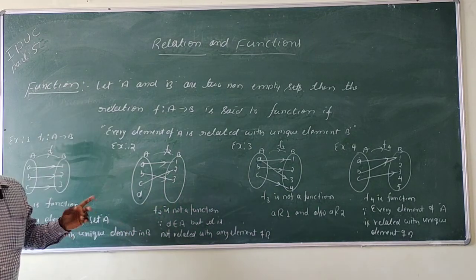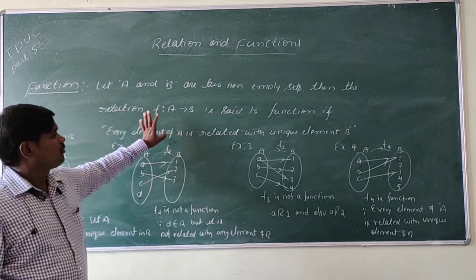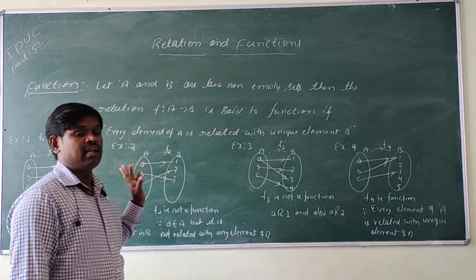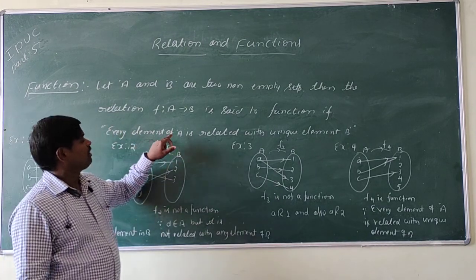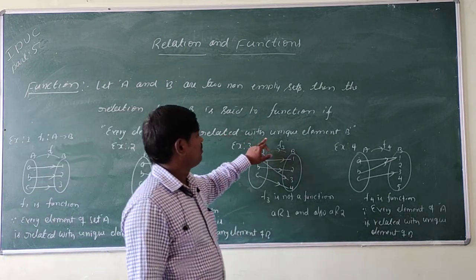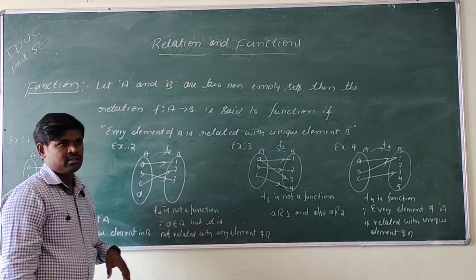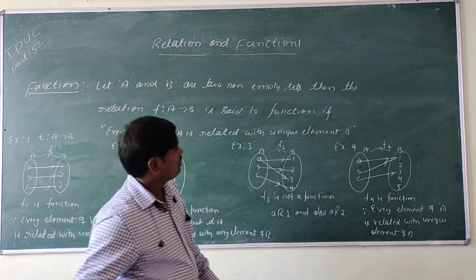Okay, so once again, a relation f is a mapping from A to B. So basically, a function is also a relation. A relation is said to be a function if every element of A is related, or associated, with a unique element in B.